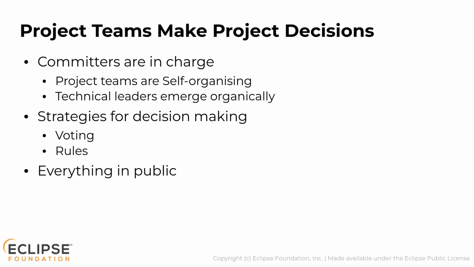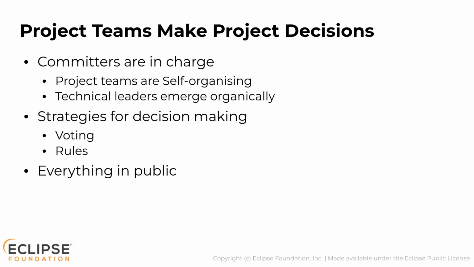Project teams make project decisions. Ultimately, committers are in charge and decide what they will work on. This is mostly true as many committers take direction from their employers and so are not entirely left to their own devices. Other stakeholders, including contributors and adopters, have some influence as well, but committers are the ultimate authority.